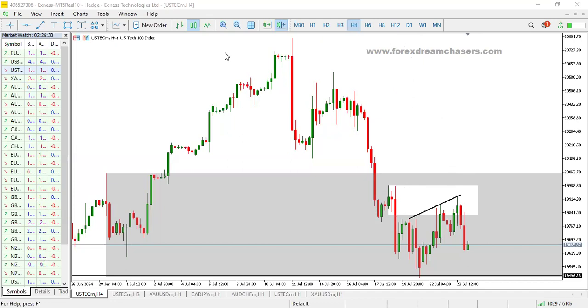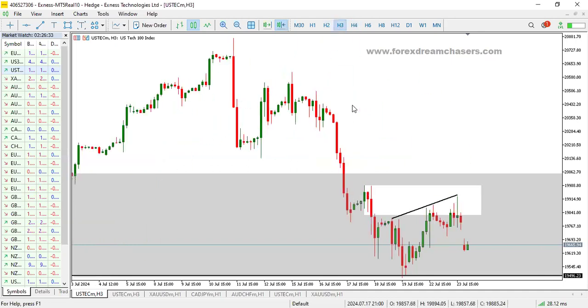Now let's move to 3 hours. This is what we have on 3 hours. I want us to check what actually happened here. Well, if this is what they did, they gap here, that means they will fill the gap.